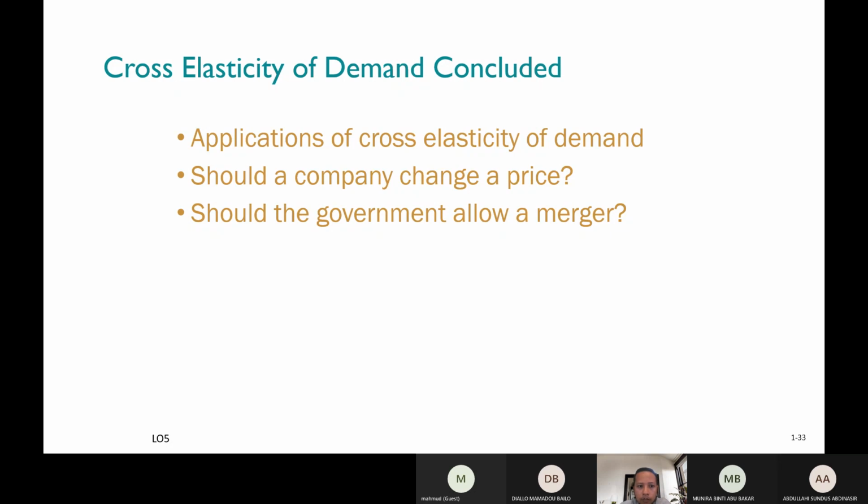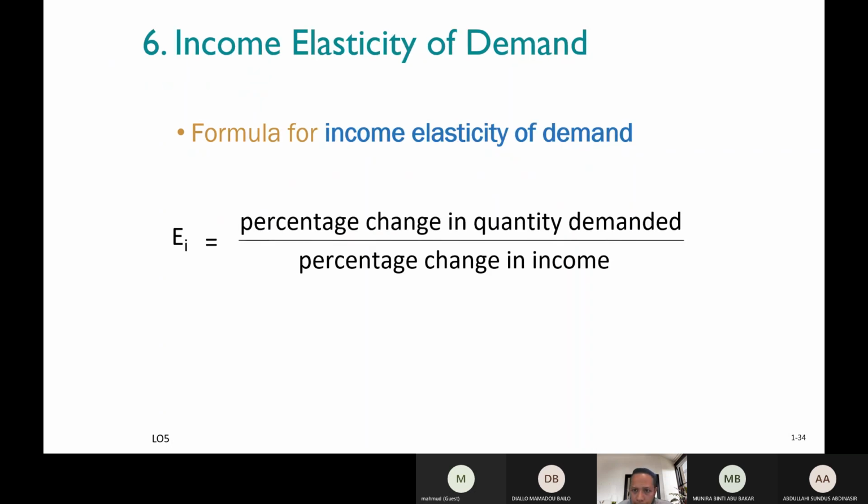Okay, so another way is looking at, if you are a government, whether you would allow two companies that sell a similar product to merge with each other, because then it would also affect the prices in the market, and depending on the elasticity, the quantity that is being sold in the market. Okay, so this is also another consideration that utilizes cross elasticity of demand. Okay, so that's cross elasticity of demand.